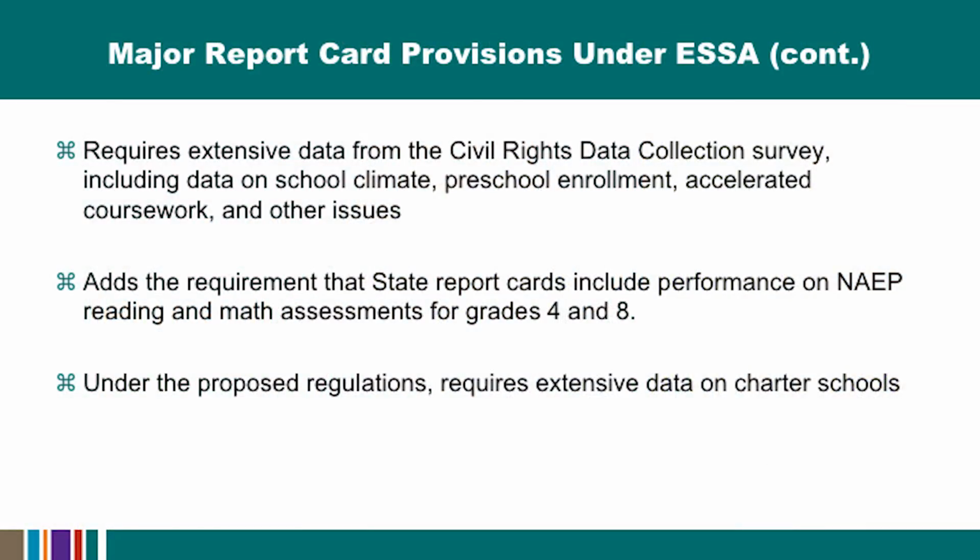It also requires some extensive data from the Civil Rights Data Collection Survey, which requires school climate, preschool enrollment, accelerated coursework, and some other places where it was a little less specific in the last iteration of the law. So these are some new requirements as well.